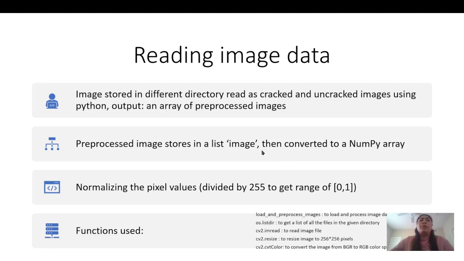So the output of this preprocessed data would be a numpy array which consists of a list of the images. For the normalization process, I have divided the image by 255 so that the pixel values range from 0 to 1, 0 representing the non-cracked pixel, while 1 indicates the cracked one.